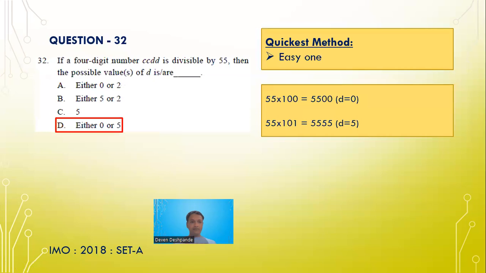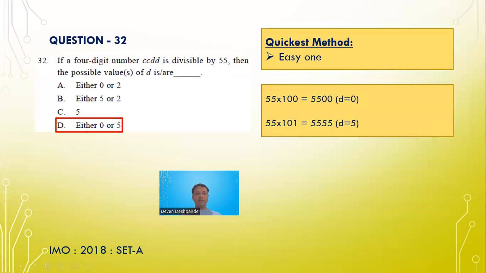Okay, next one. If a 4-digit number CCDD is divisible by 55, then the possible values of D are? So again, it's an easy question. 55 into 100 is 5500, where D is 0. And again, 55 into 101 is 5555, isn't it? And in that case, D is 5.